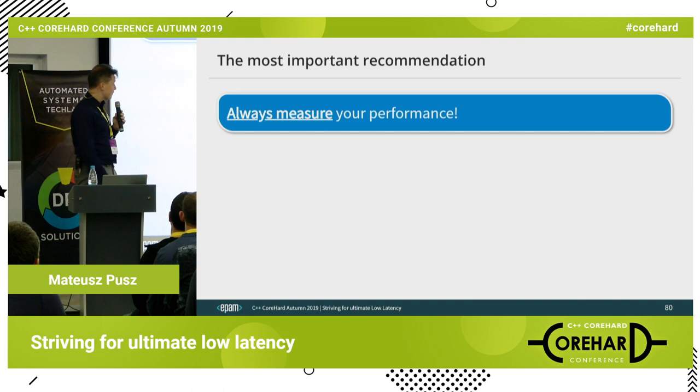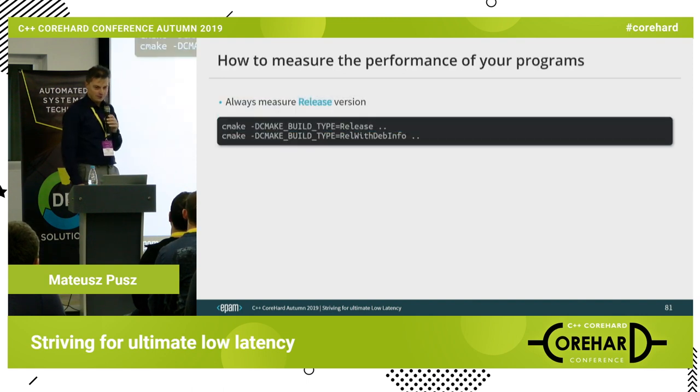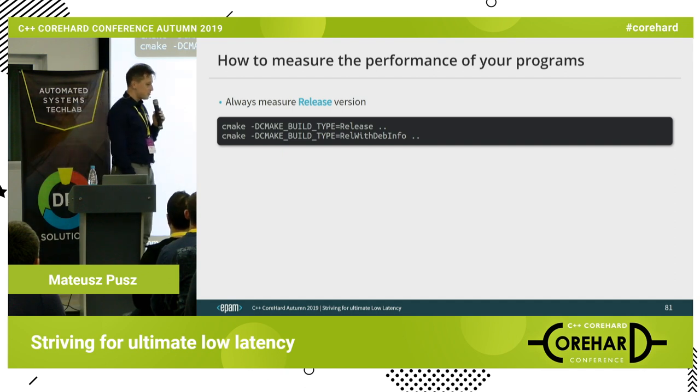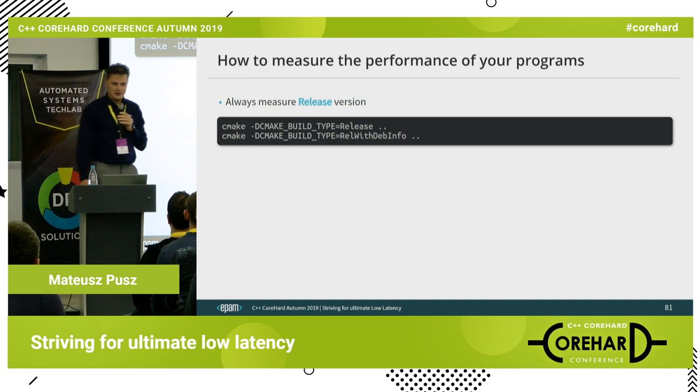If you're measuring stuff, remember that things like CMake do not use release by default. This is one of the problems that my colleague had. He said that he observed really bad performance when using CMake on Linux, but Visual Studio on Windows is much faster.